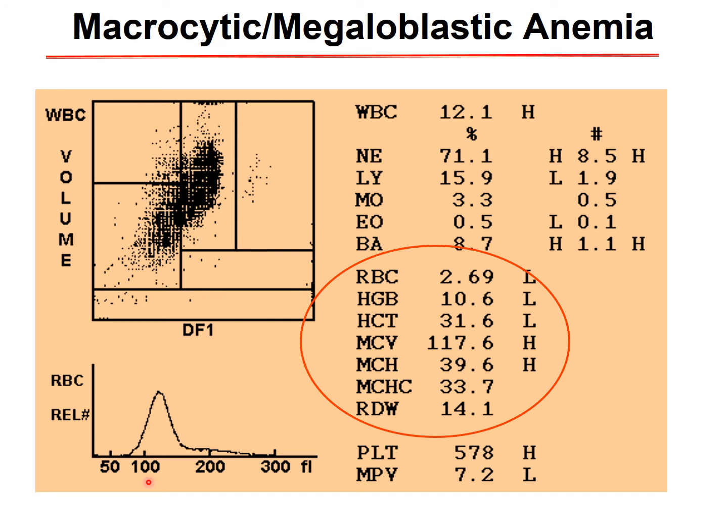Because what was the definition of the RDW? Standard deviation divided by the MCV. Here, the standard deviation increased, but MCV increased as well. So because you are dividing the higher value by a higher number, this is why it's not changing too much. So in macrocytic anemia, the RDW cannot represent nicely the anisocytosis that you can see in a smear, for example.